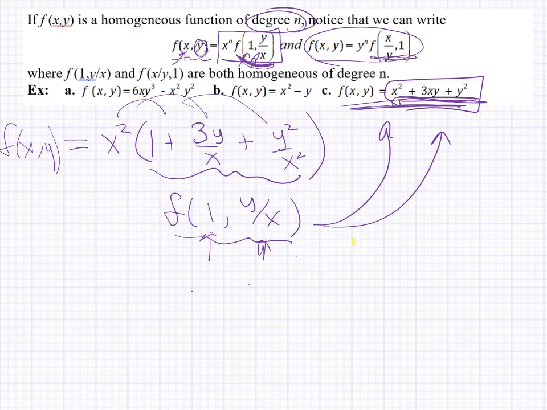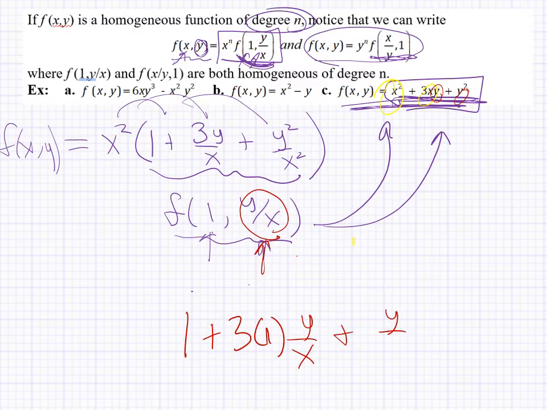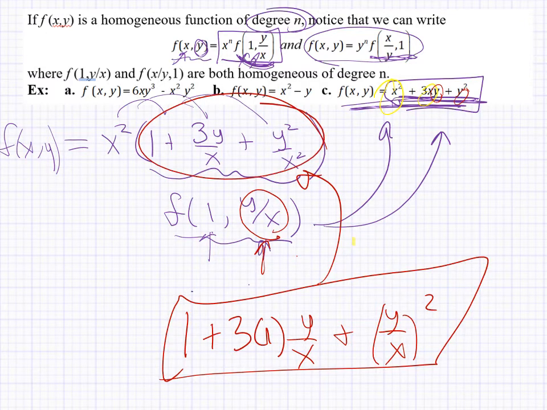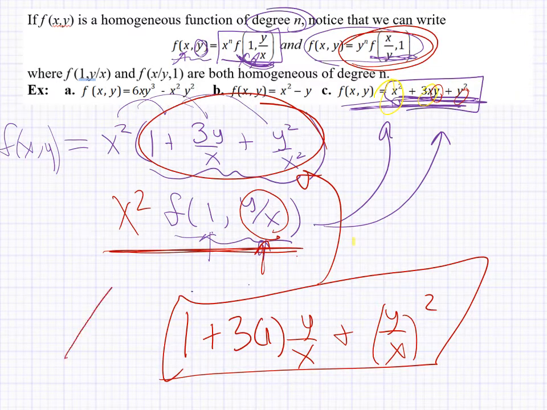If I plug a 1 in here and here for x, I would get 1 plus 3 times 1. Then if I plug a y over x in for the second register, which would be where y is up here, I would get y over x plus y over x squared, which, if you think about it, is exactly what this is right here. So this is x squared times f of 1 comma y over x. I could have also pulled out a y squared, and I would have gotten this. It's a particular property that's going to be useful in our solving process. So something to note there. This is the important part about homogeneous functions when it comes to differential equations.